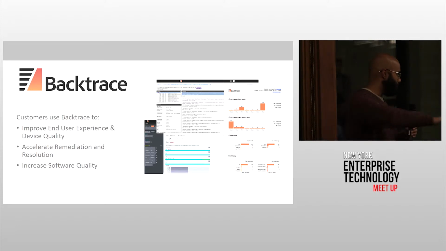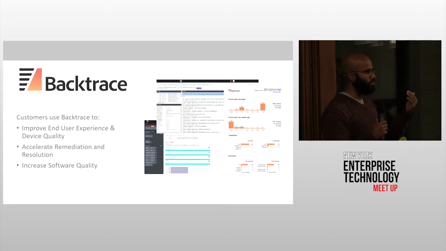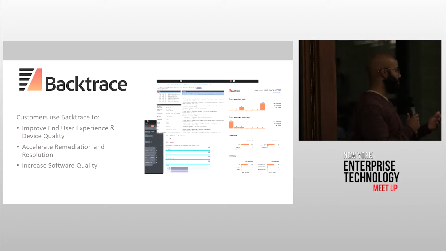So really going through that process of triage, prioritization, and fully accelerating not only getting a better end user experience, but also resolving the root cause, the root issue at hand. And then finally, to increase software quality. And kind of improving that development cycle helps you reduce the number of errors that you have.